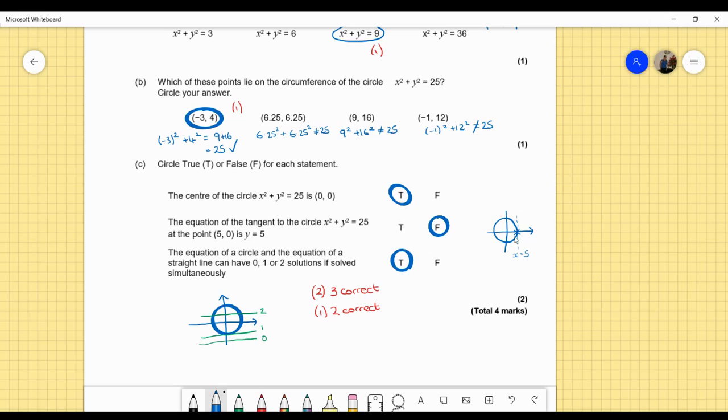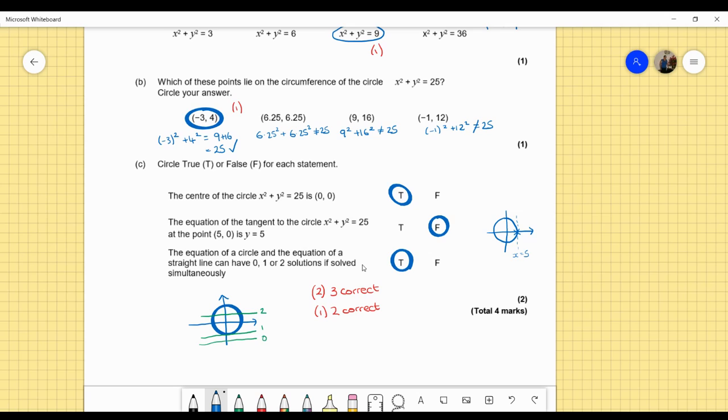So I've done a little sketch there. Centre 0, 0, I know my radius is 5. At the point 5, 0 would be this point here. Well, the tangent would be a vertical line which would cross through the x-axis at x equals 5. So that would be false. Okay, so it's not y equals 5, it should have been x equals 5.